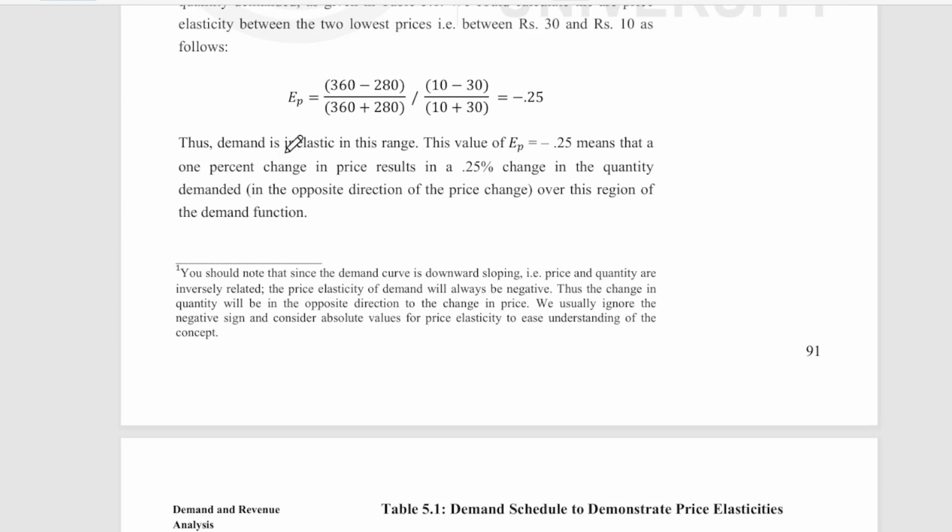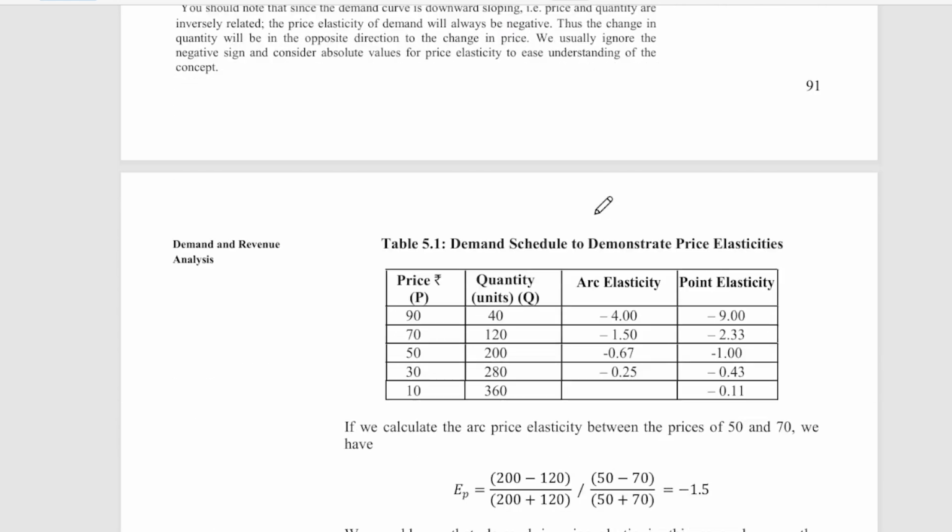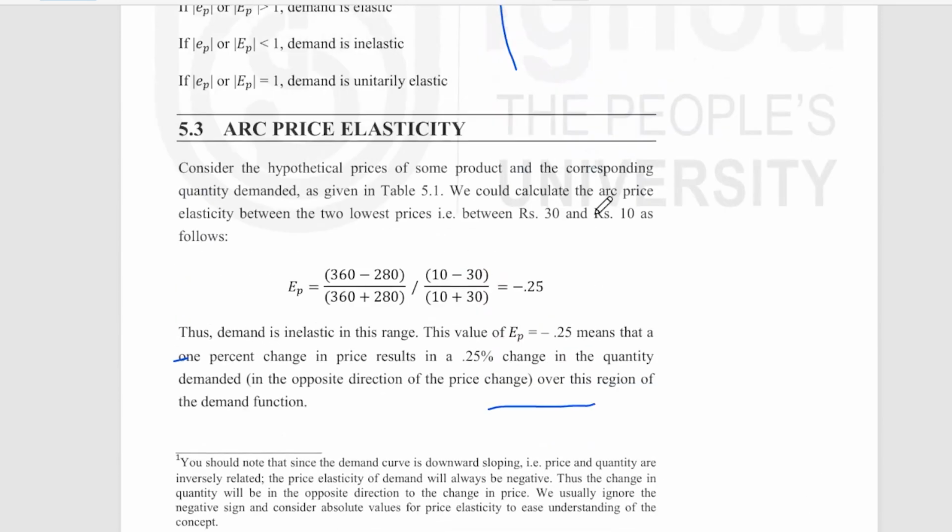Thus the demand is inelastic in this range. This value of EP is equal to minus 2.5 means that a 1% change in price results in a 0.25% change in the quantity demanded in the opposite direction of the price change over this region of the demand function. So that is an example for the arc price elasticity.